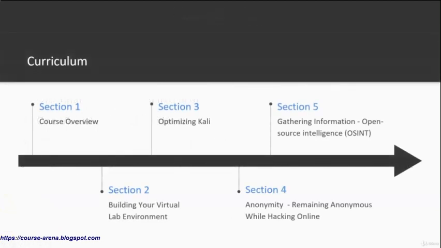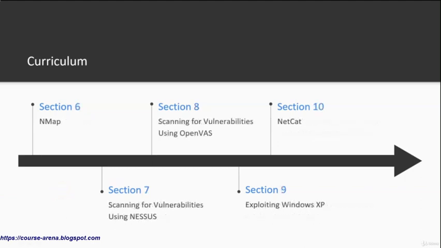You are now looking at Section 1. This is the course overview. For Section 2, you will begin building your virtual lab environment. On Section 3, I show you how to optimize Kali, and in Section 4, anonymity, remaining anonymous while hacking online. Section 5, gathering information, which is open source intelligence, or OSINT. Section 6 is using Nmap. Section 7, scanning for vulnerabilities using Nessus. Section 8, scanning for vulnerabilities using OpenVAS.